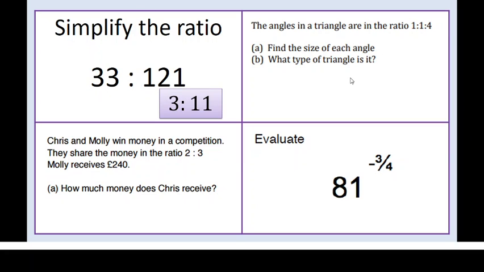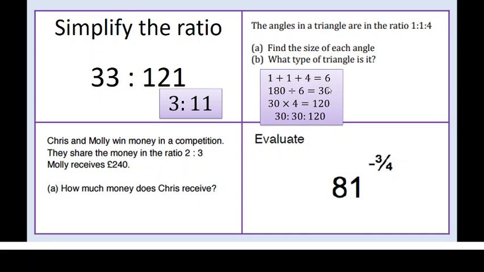Okay, so then the second one, angles in a triangle are in the ratio 1 to 1 to 4. What is the size of each angle? So this one is asking us to share into a ratio. You need to use what you already know about angles in a triangle. Angles in a triangle add up to 180. So we're splitting 180 into the ratio 1, 1, 4. If we add up the number of parts we've got all together, 1 add 1 add 4 makes 6. So 6 parts equals 180, which then means that 1 part must be 30.